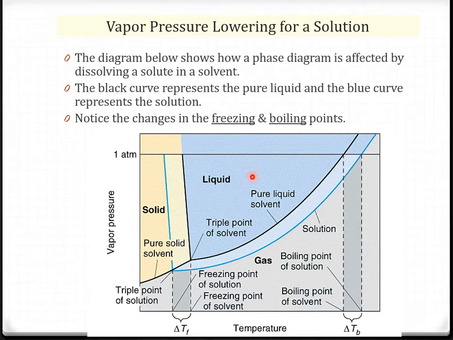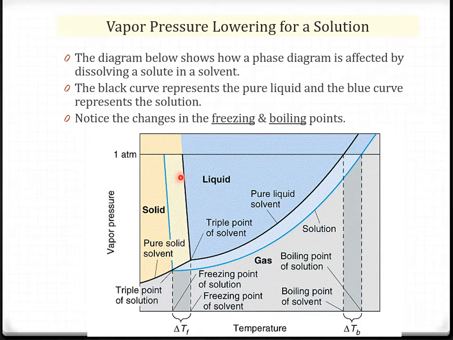The diagram shows how a phase diagram is affected by dissolving a solute in a solvent. We understand that when solute dissolves in solvent, a solution will form. In the phase diagram, the black curve represents the pure liquid and the blue curve represents the solution. You can see here there will be a triple point of the solvent and a triple point of the solution.